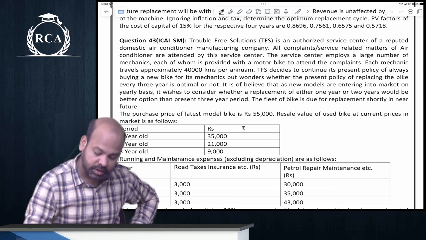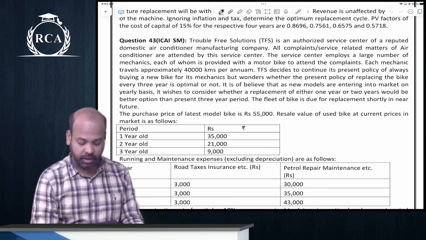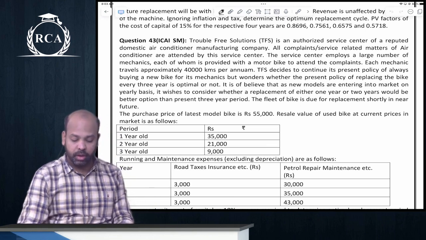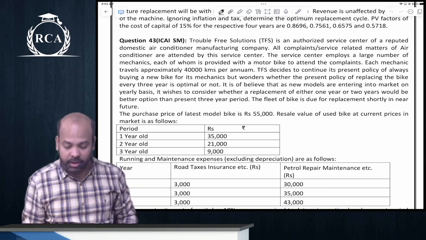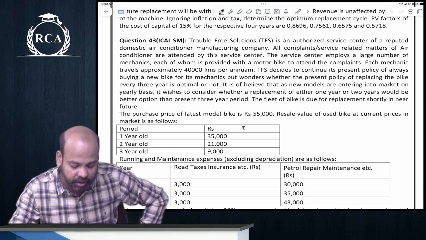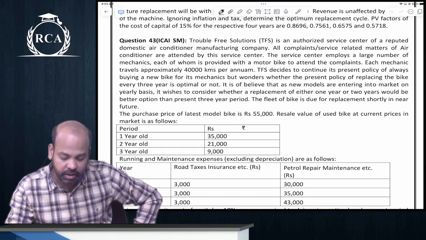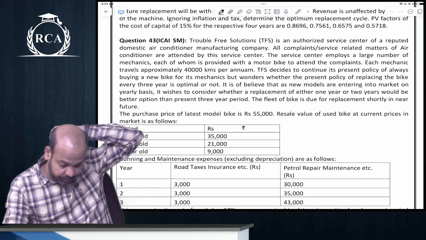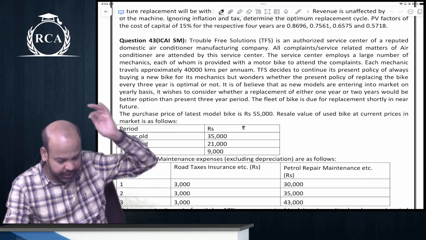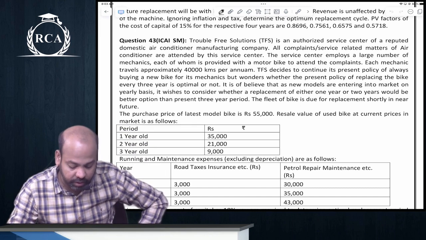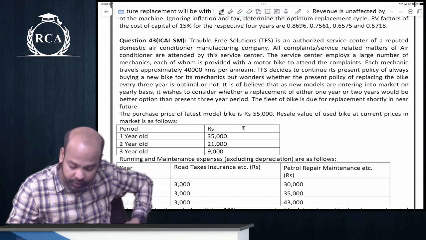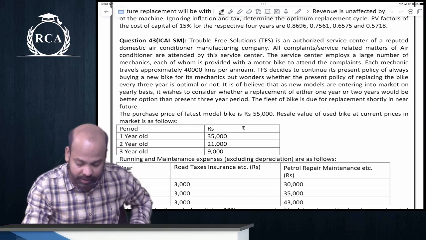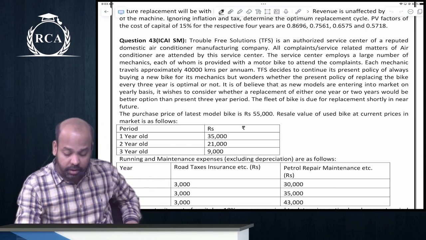Trouble Free Solutions is an authorized service center of a reputed domestic air conditioner manufacturing company. All complaints or service related matters of air conditioners are attended by this service center. The service center employs a large number of mechanics, each of whom is provided with a motorbike to attend the complaints. Each mechanic travels approximately 40,000 kilometers. TFS decides to continue its present policy of always buying a new bike for its mechanics, but wonders whether the present policy of replacing the bike every 3 years is optimum or not.